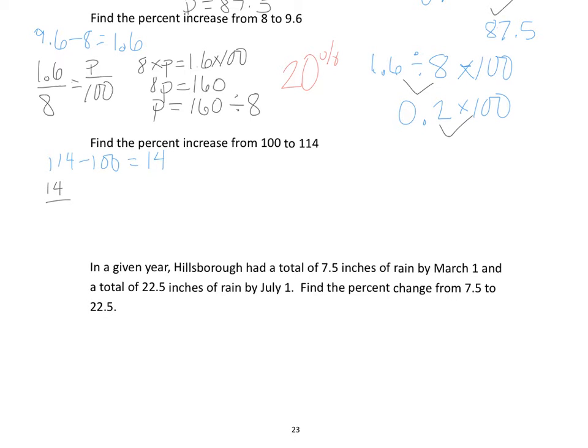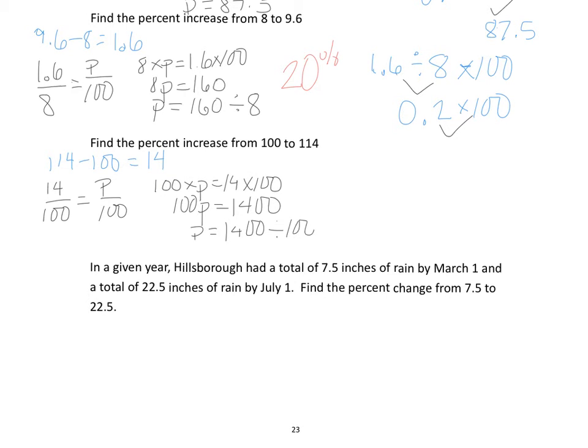In the proportion, that's going to go over the original amount, which in this case is 100. And we're asking for the percent out of 100. We can go about and do our cross multiplying like we normally would. And then we do our division. And we end up with 14%.